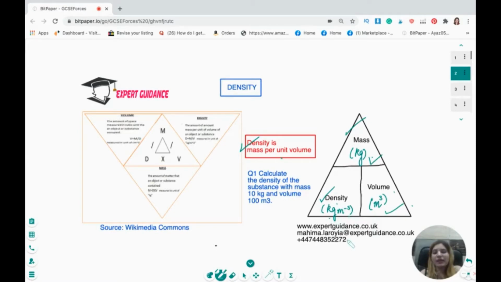Now, in the exam, they can ask you to find the density, or they'll give you the density and ask you to find the mass. So to find the mass, you'll be doing density times the volume. Or in case they ask you to find the volume, you'll be doing mass over the density.